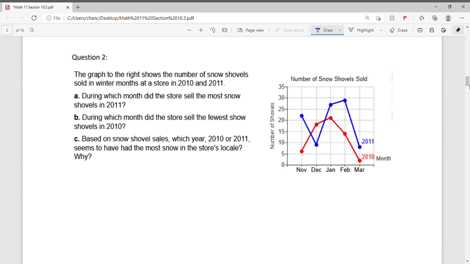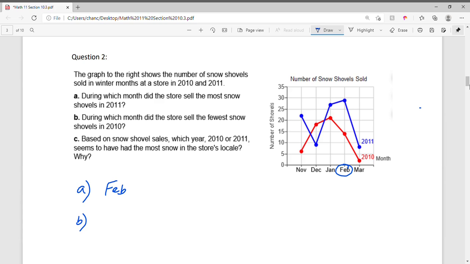Question 2. The graph to the right shows the number of snow shovels sold in winter months at a store in 2010 and 2011. Please pause the video and give question 2 a try. In part A, which month did the store sell the most snow shovels in 2011? So according to our chart, it appears that's the month of February. The 2011 has a peak in February.